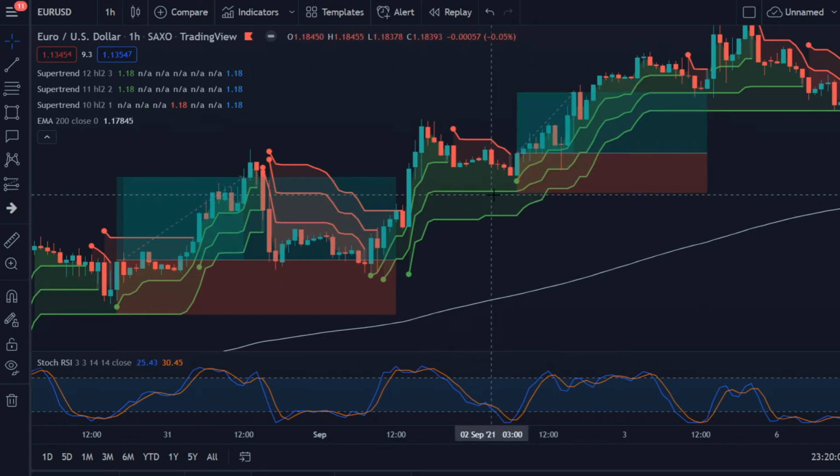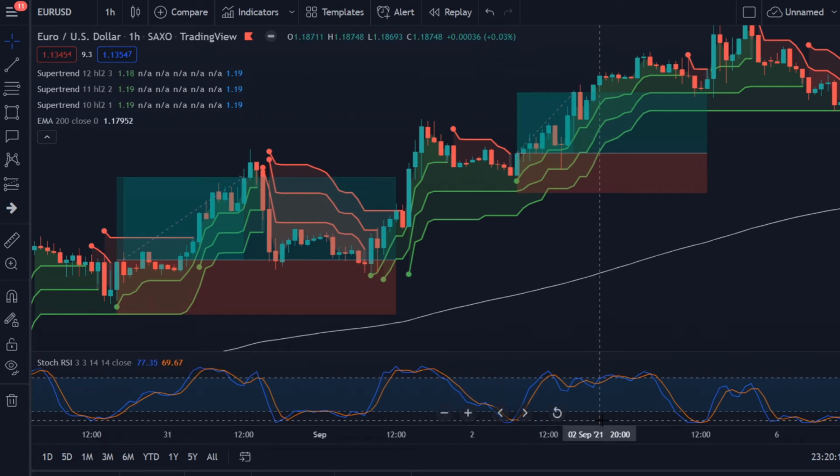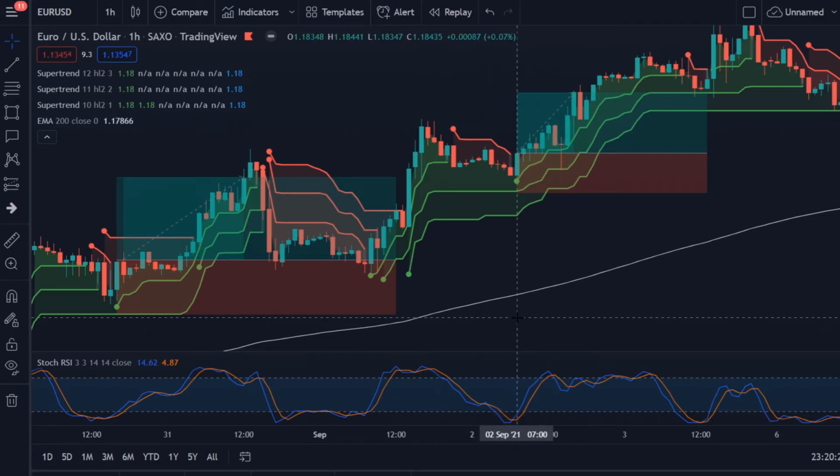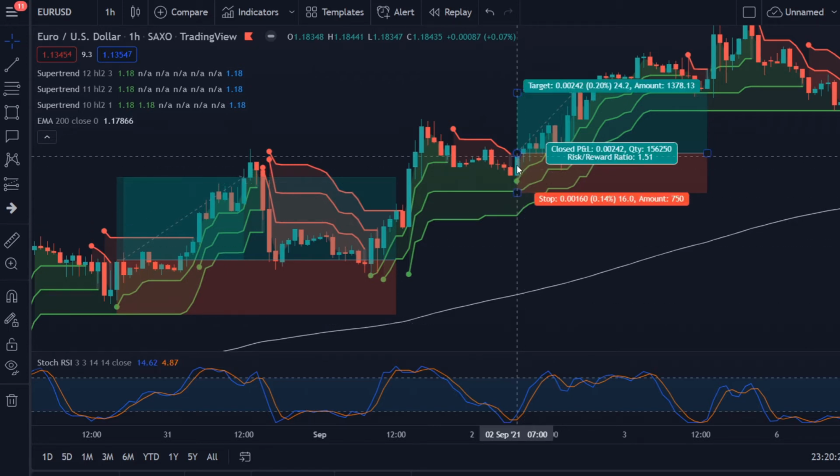We see at least 2 super trend indicators with a green color, and then we wait for the stochastic RSI to go in the oversold zone, and when we see a cross, the blue line crosses the orange line, then we take the buy trade, and that happens about here.